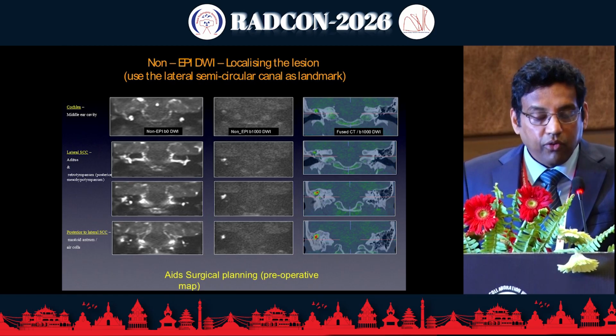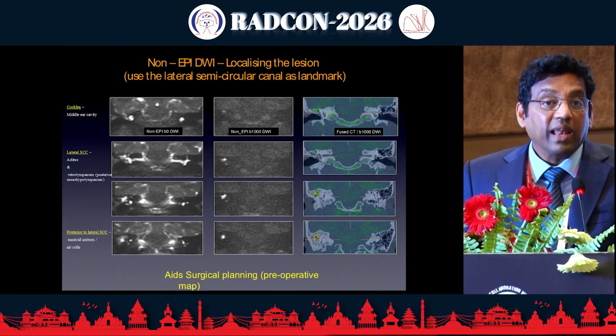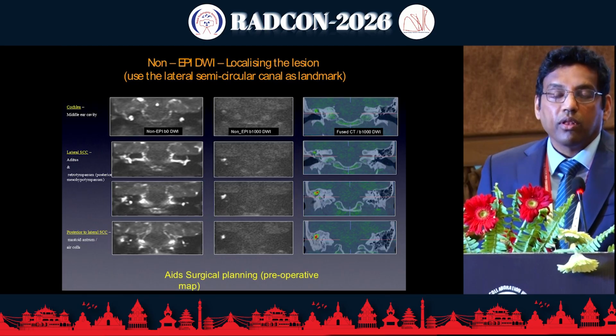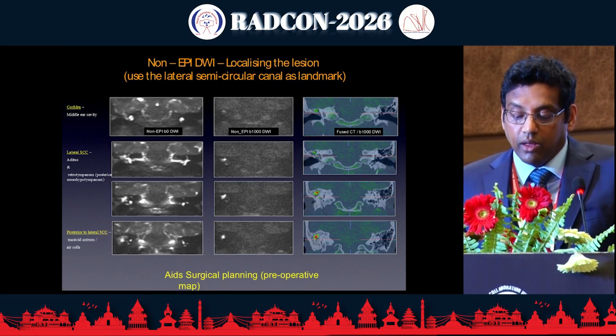So it's been shown to have good size correlation, good accuracy and localization, and both of these make it excellent for surgical mapping. So it's a very good tool for surgeons to use when they do surgery.